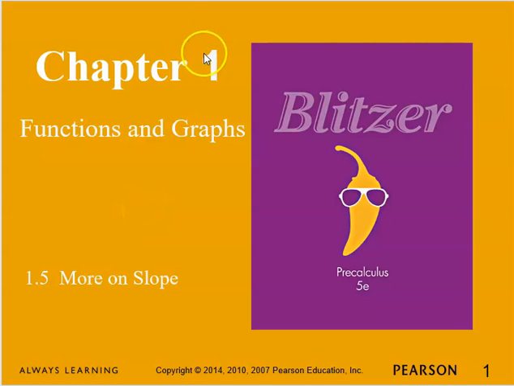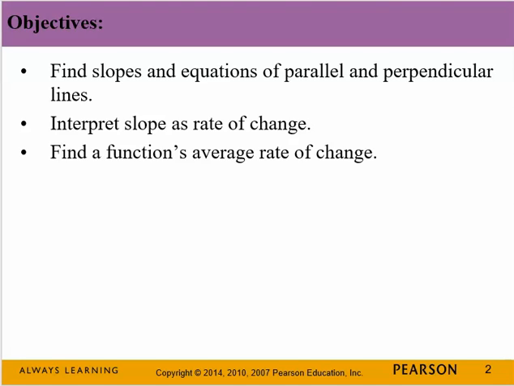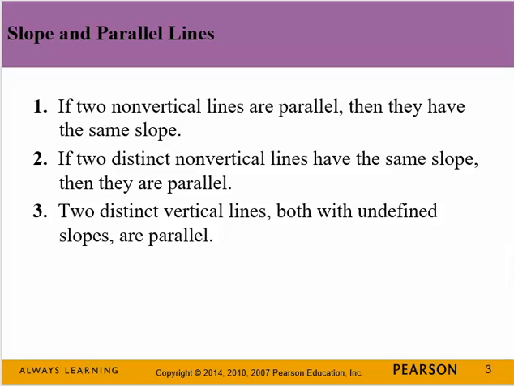Continuing in Chapter 1, we're moving on to Topic 5, More on Slopes. These are the objectives, fewer than what we've had so far. And again, good notes, good quiz scores. Now, we're looking at slope and parallel lines. Now, what are they talking about here?